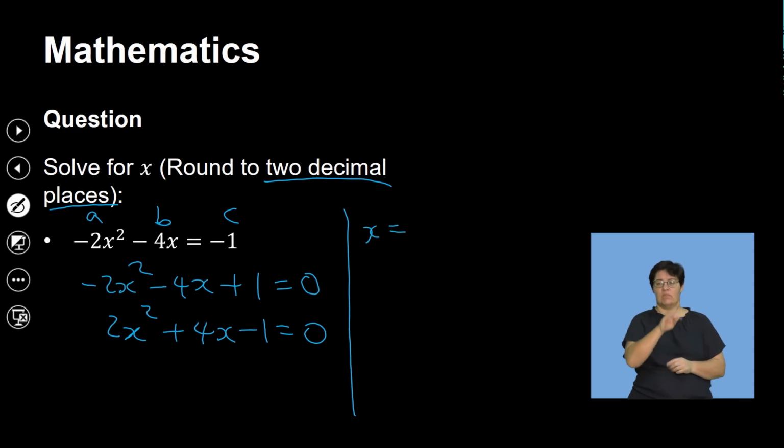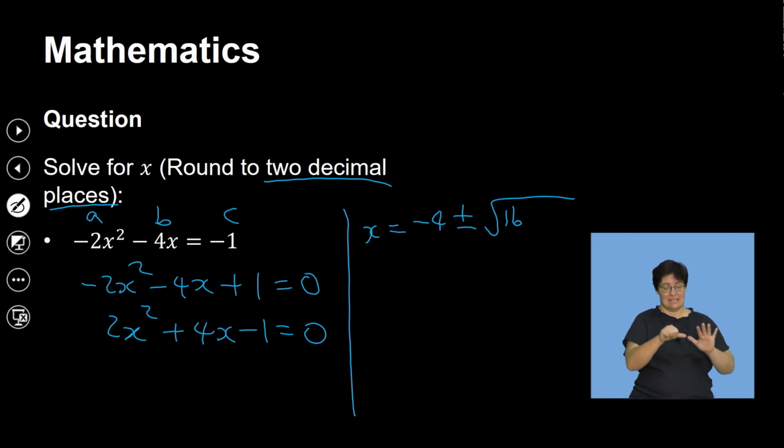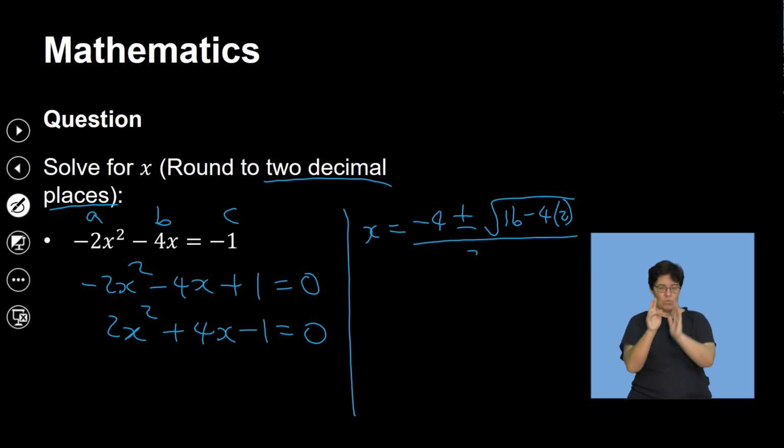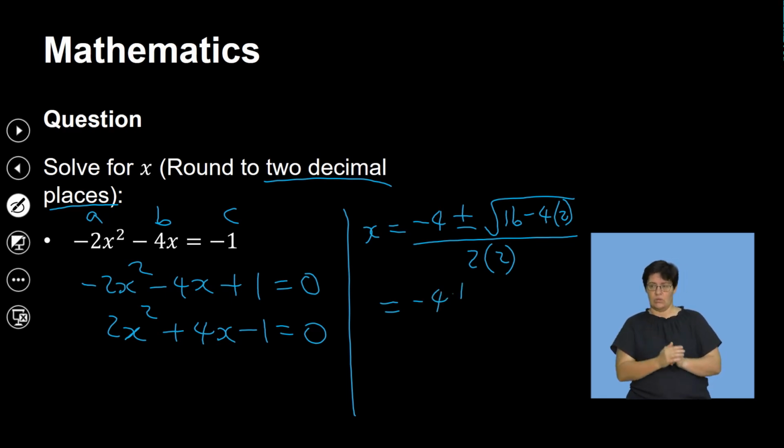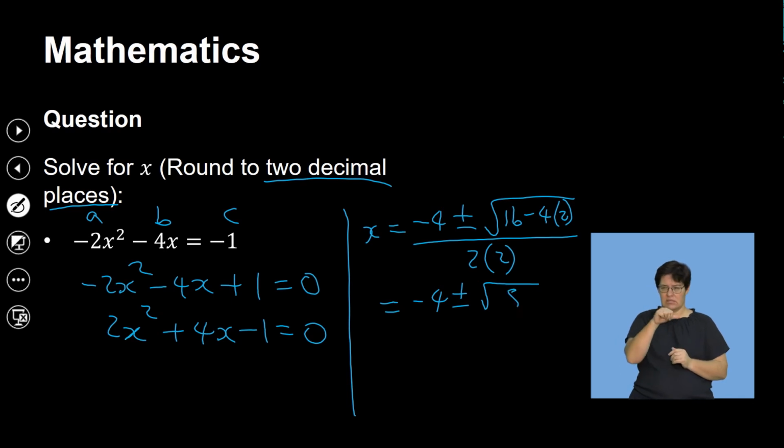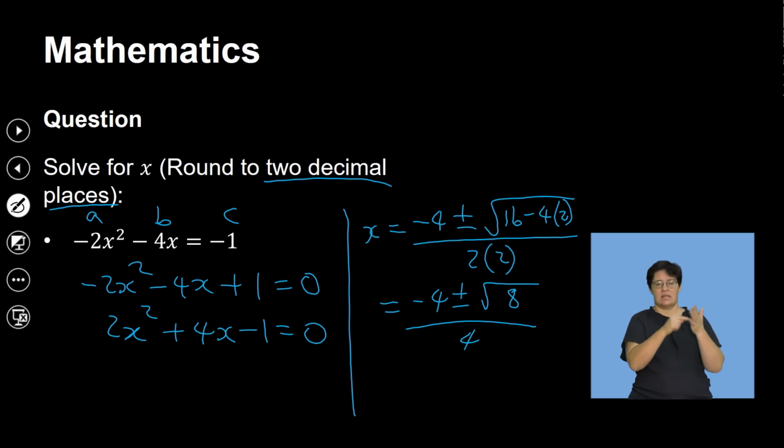x equals, the b is a positive 4, so minus 4 plus or minus the square root of, I will have 16 there, minus 4 into 2, I mean, sorry, and then divided by 2 into the 2 there, which will simplify to minus 4 plus or minus the square root of 16 minus 8 over 4. Then you press your calculator there, it will give you 2 decimal places when you separate them and round it off to those. So I hope that makes sense, guys.